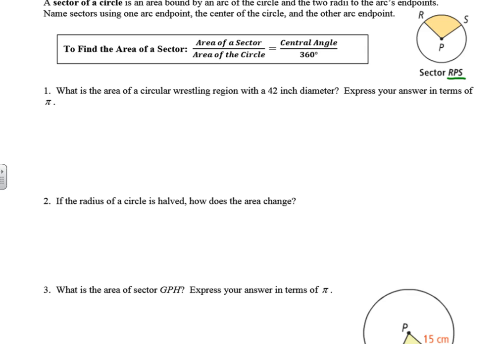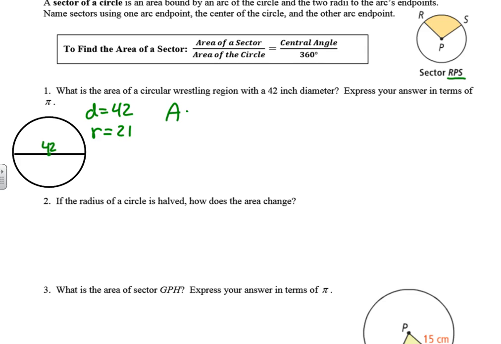Let's do some examples. What is the area of a circular wrestling region with a 42-inch diameter? Let me draw a circle here. So the diameter is 42. All this is the area of a circle. Whenever you see the number written right at the center, that indicates it's the diameter. If it was the radius, it would be written off to one side. So we find the radius as 21.